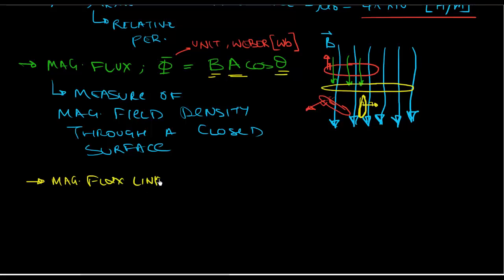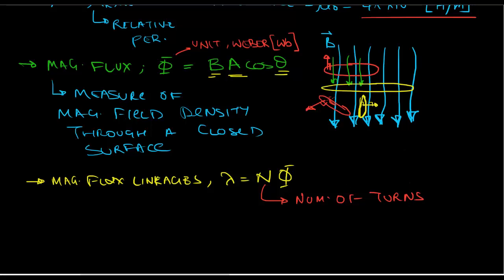The next concept that we want to quickly touch upon is the magnetic flux linkages. Magnetic flux linkages are mathematically given by lambda, which is equal to n times phi, where n represents the number of turns, so number of turns of this surface area.